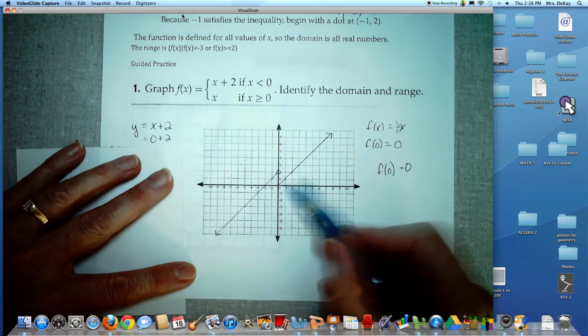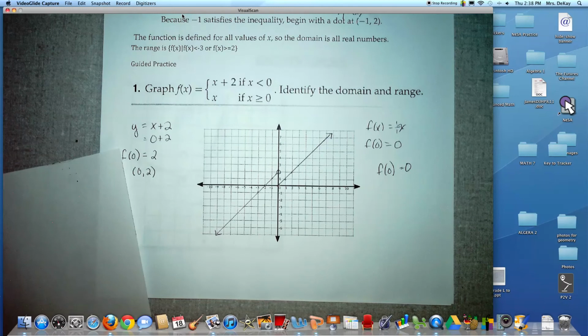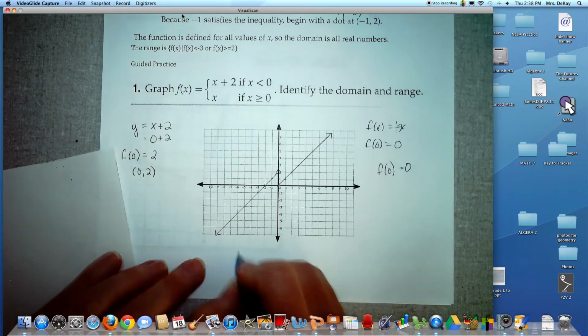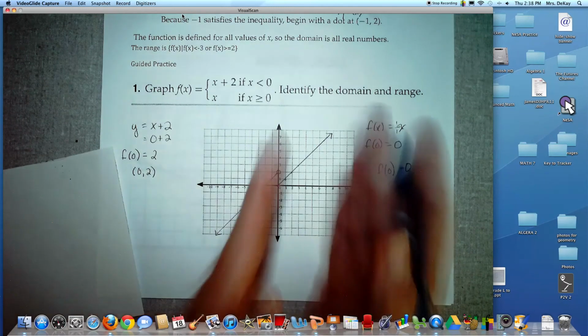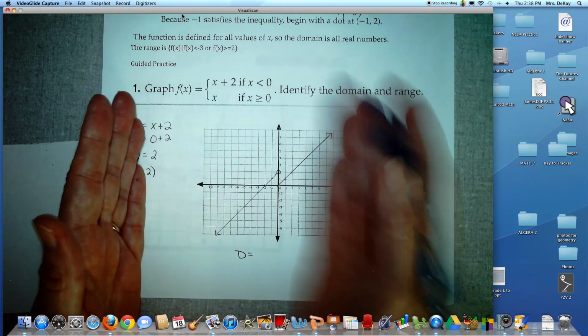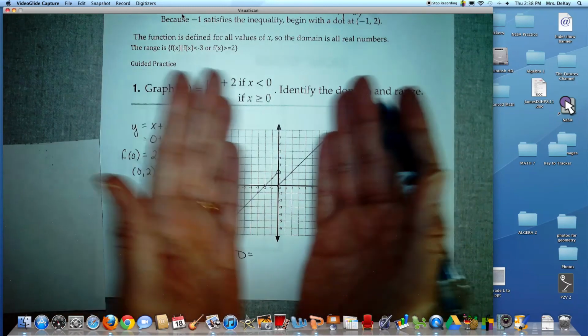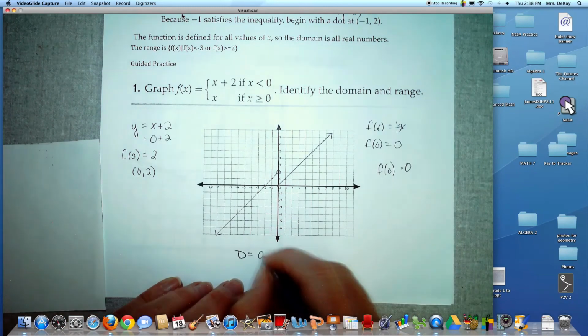And if I go anything greater than or equal to 0, I'm going to be here. What's my domain? All real numbers. The wideness. Am I infinitely to the left? Yes. Am I infinitely to the right? Yes. Do I have any gaps in the middle? No. I'm all real numbers.